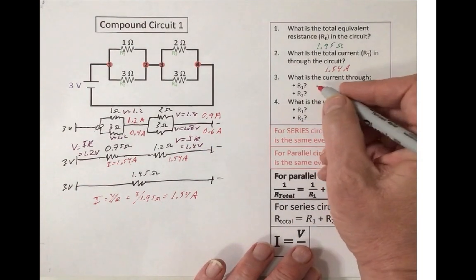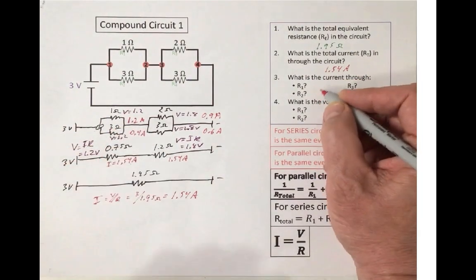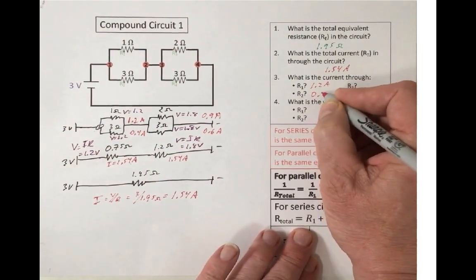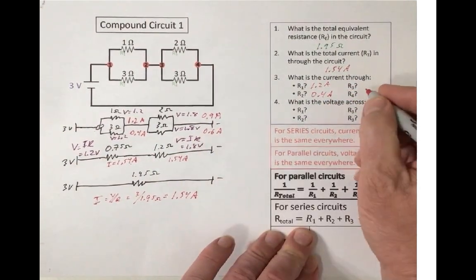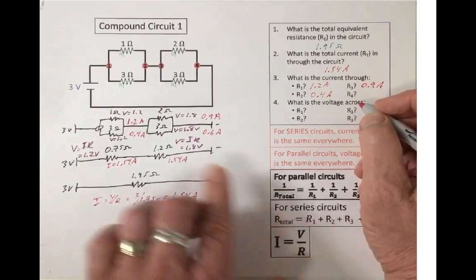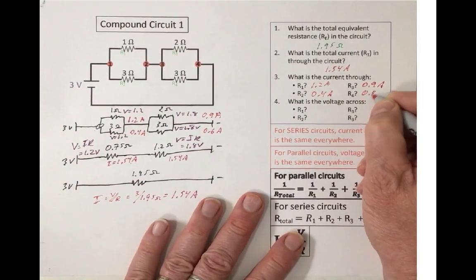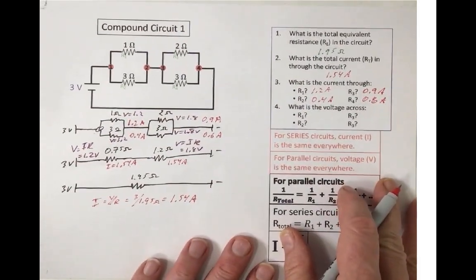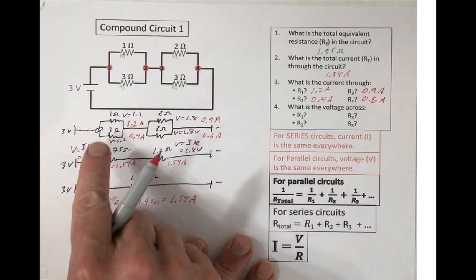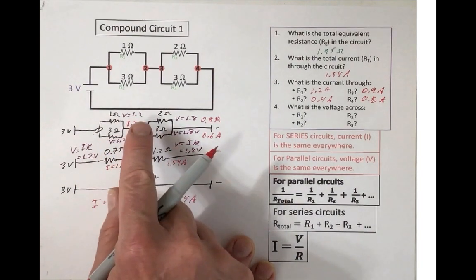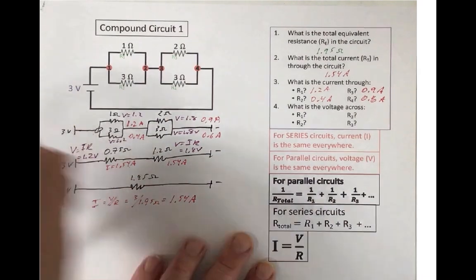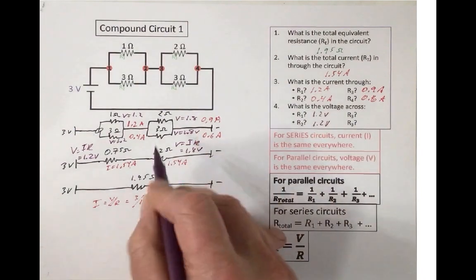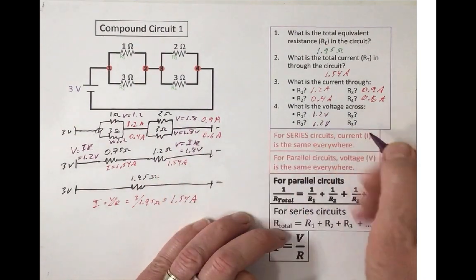Okay, now I can go ahead and fill this out. I know that the current through resistor 1 is 1.2 amps. The current through resistor 2 is 0.4 amps. Through resistor 3 is 0.9 amps. And through resistor 4, 0.6 amps. This just sort of cleans up, takes my data and puts it somewhere I can look at it neatly. And the voltage, for the first two, is 1.2. And the voltage for 3 and 4 are 1.8 each.